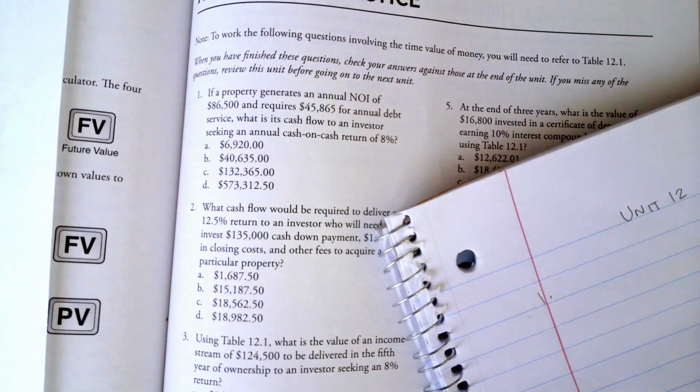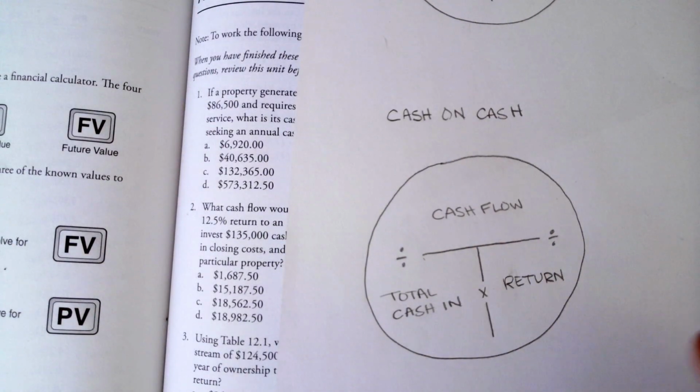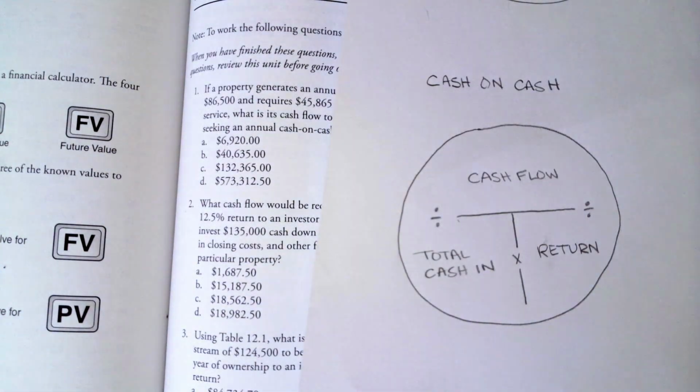Number 1, if a property generates an annual NOI of $86,500 and requires $45,865 for annual debt service, what is the cash flow to an investor seeking an annual cash-on-cash return of 8%? So we are looking at cash-on-cash return. This is our little circle that we have to help us figure out the problem.